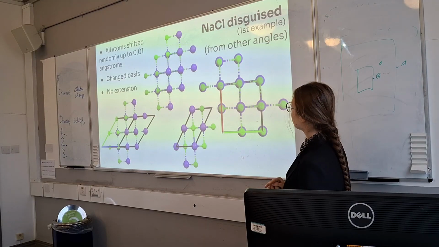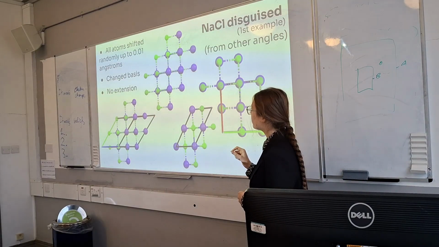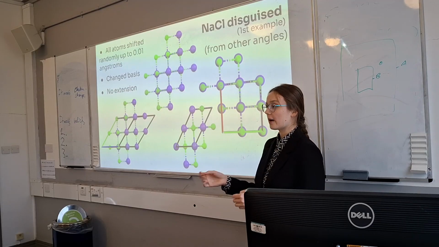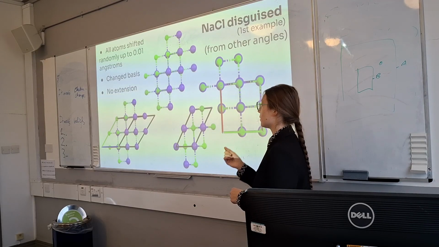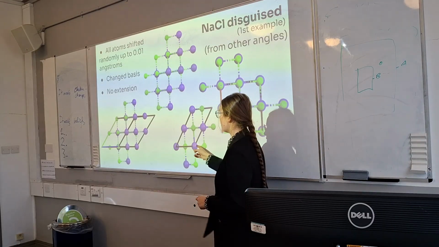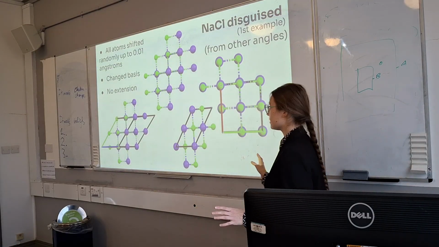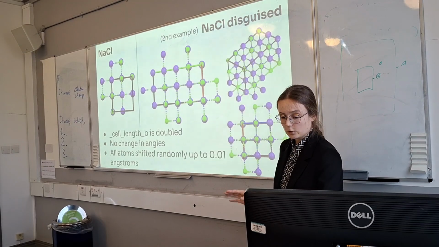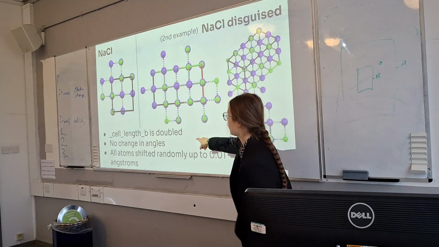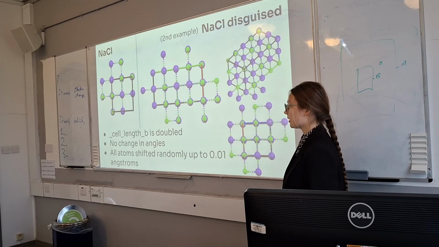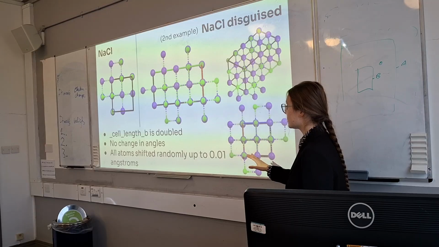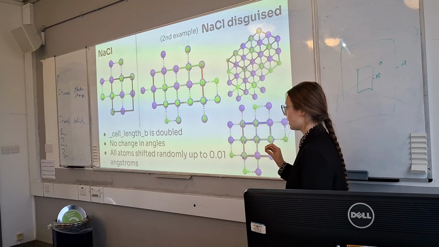Okay, what did I do specifically? I shifted the atoms up to 0.01 angstroms. Remember, an angstrom is very small, about the width of a hydrogen atom. And then I changed the basis. It's no longer got these right angles, but I didn't extend it. You could extend it. I think in this case, this looks like a lot more. Yes, I doubled the length B. I kept the angles, and I shifted all the atoms randomly.